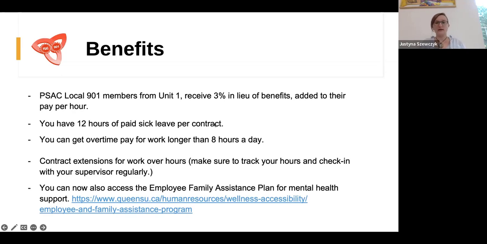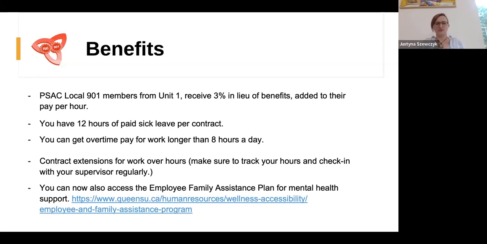What's a contract? A contract is what you sign at the beginning of the term. So if you are a TA twice in a year, let's say in the fall term and the winter term, in each term you have a different contract.